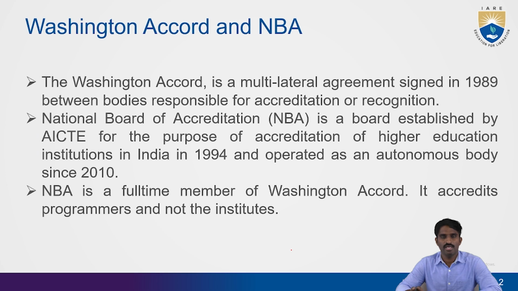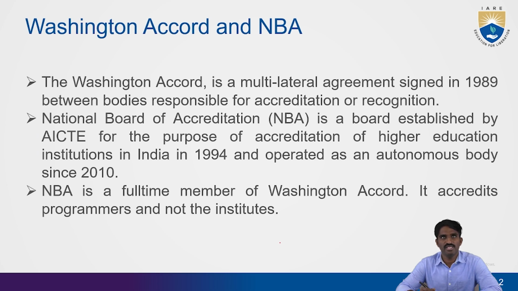One is the Washington Accord and another one is the NBA, the National Board of Accreditation. The Washington Accord is a multilateral agreement signed in 1989 between the bodies responsible for accreditation or recognition, which means several countries formed an independent body in 1989. This body is responsible for the accreditation or recognition process of various higher educational institutions across the globe. After that, in India, in accordance with the Washington Accord, we established the National Board of Accreditation, in short, NBA.